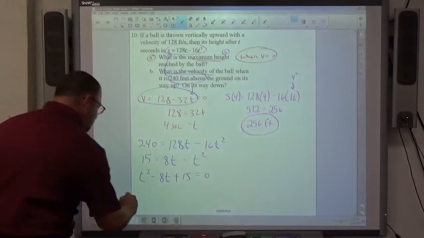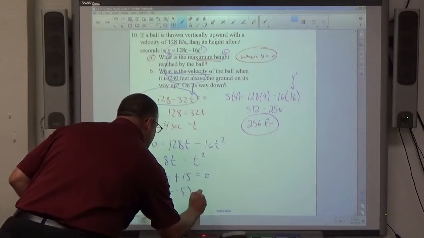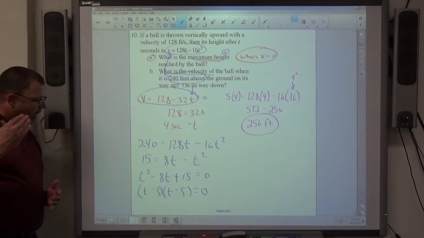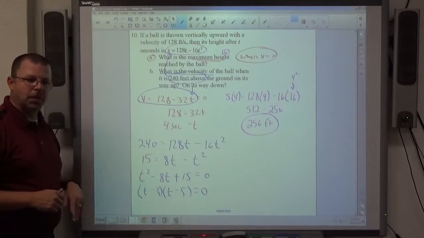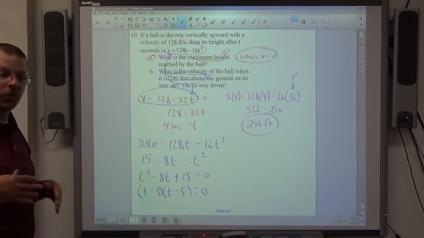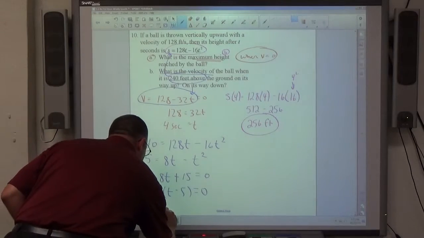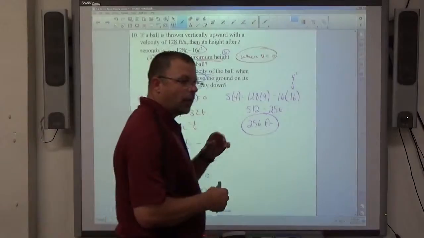This one happens to be factorable, t minus 3 times t minus 5. If you can't factor it, or it's not factorable, then the quadratic formula will be legal at this point also: negative b plus or minus the square root of b squared minus 4ac, over 2a. Again, factorable is easier if you notice it. So at t equals 3 and 5 seconds, it's going to be at 240 feet.